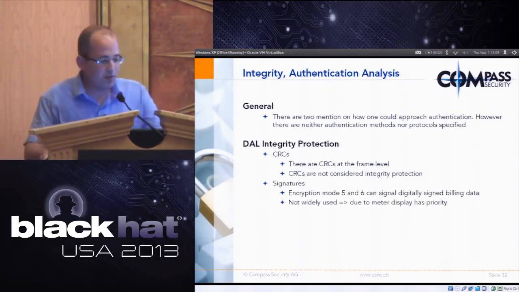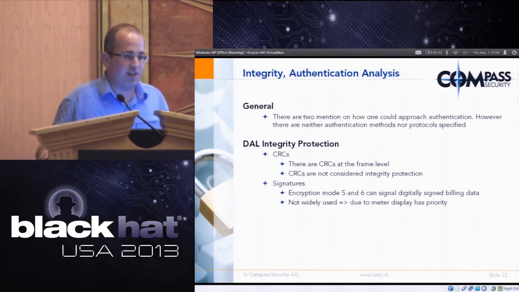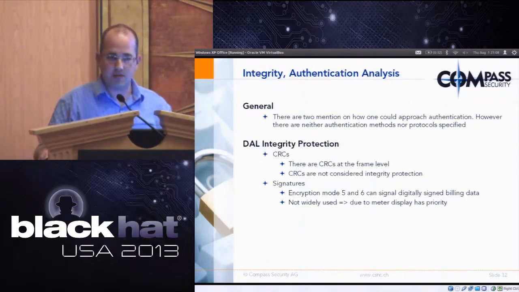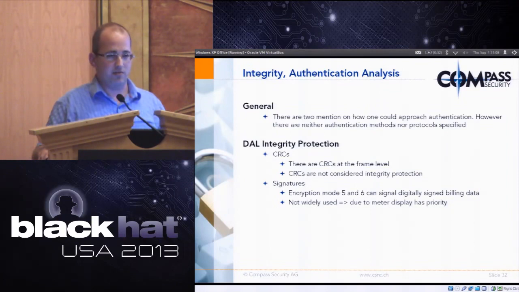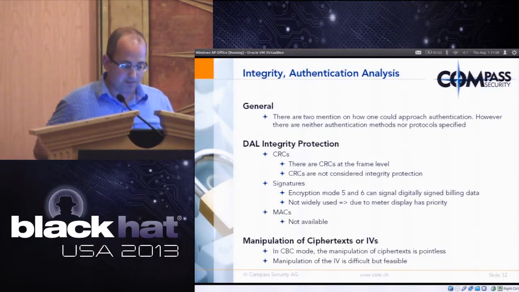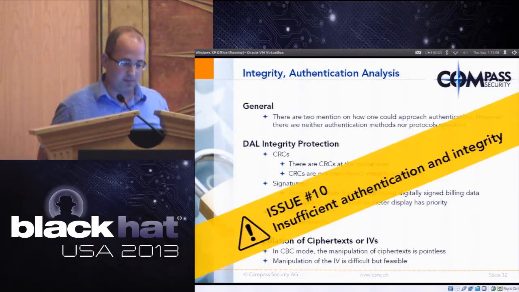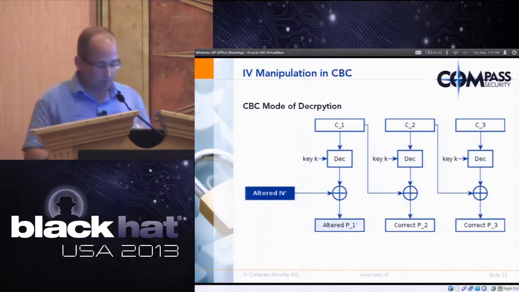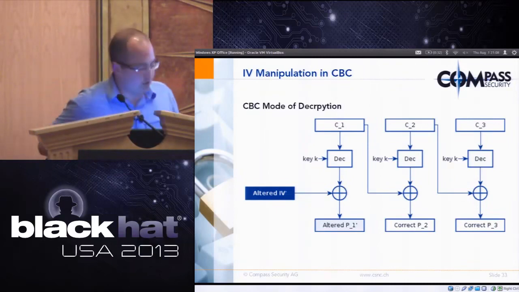There are actually signatures which are being proposed for encryption mode 5 and 6, but signatures are just proposed for the consumption value. So the idea is to have the consumption value signed, but actually no one is using it because law says if there will be a dispute, we're going to have a look at the display of the meter. That's it. So why should you then make an effort to implement consumption value signing? So there are no MACs, which means we can manipulate ciphertext and IVs. And I'm going to show you how we could manipulate that.